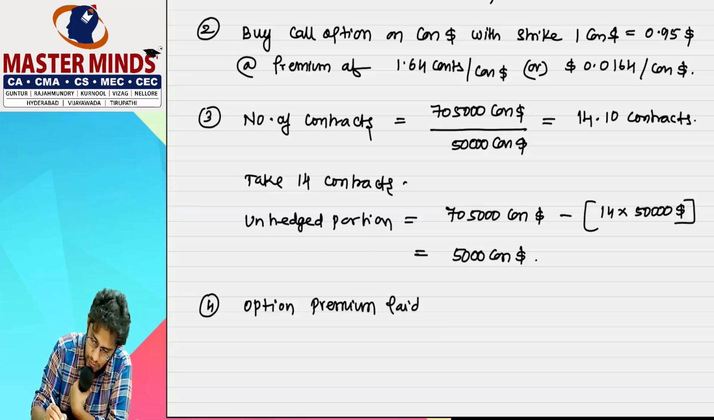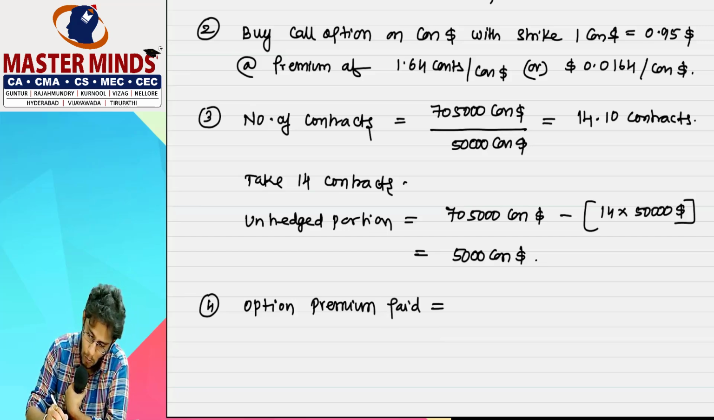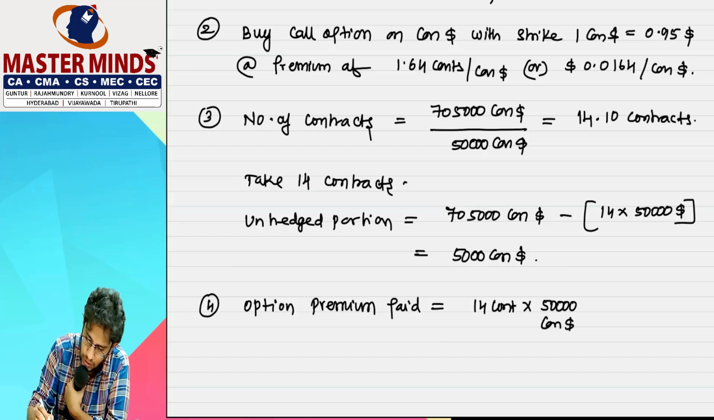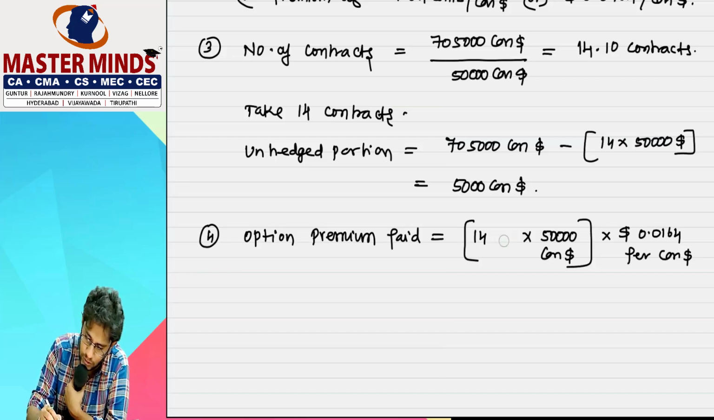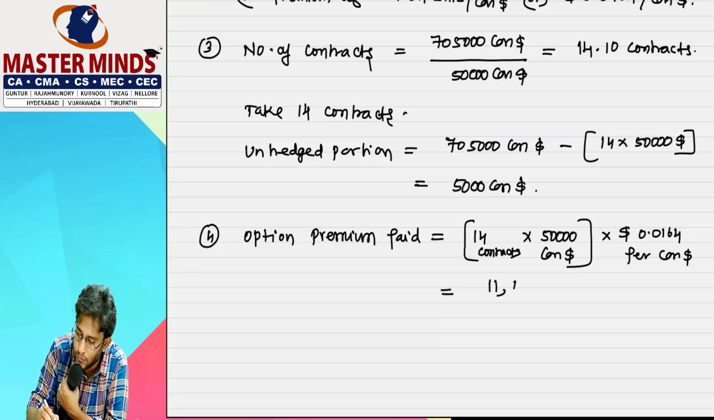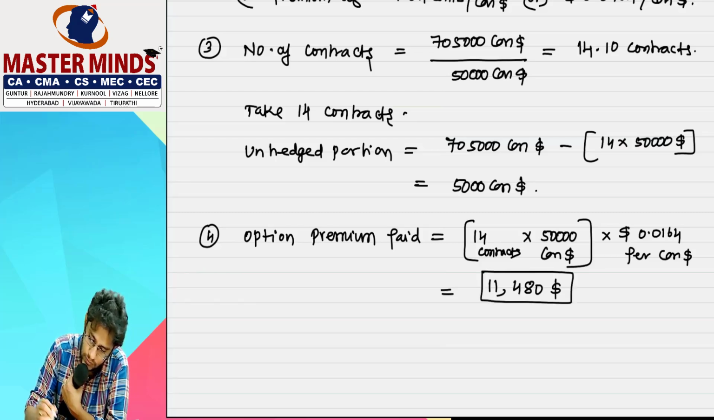Option premium paid. So 14 contracts into 50,000 CAN dollars into $0.0164 per CAN dollar. This is contract, sir. Final answer to tell. What is this? US dollars. This outflow today, definitely.